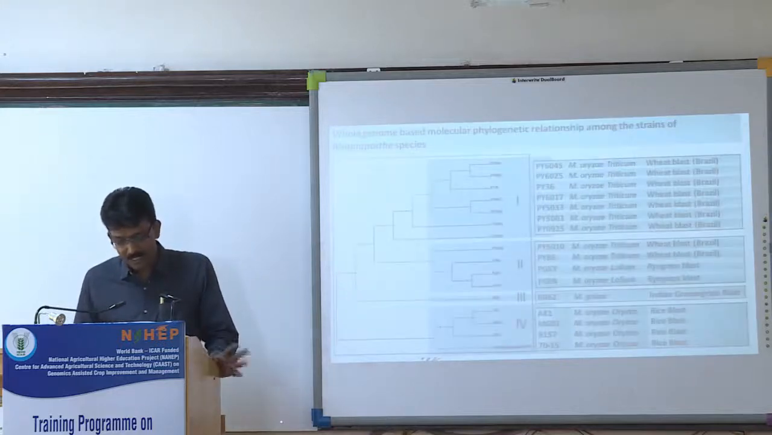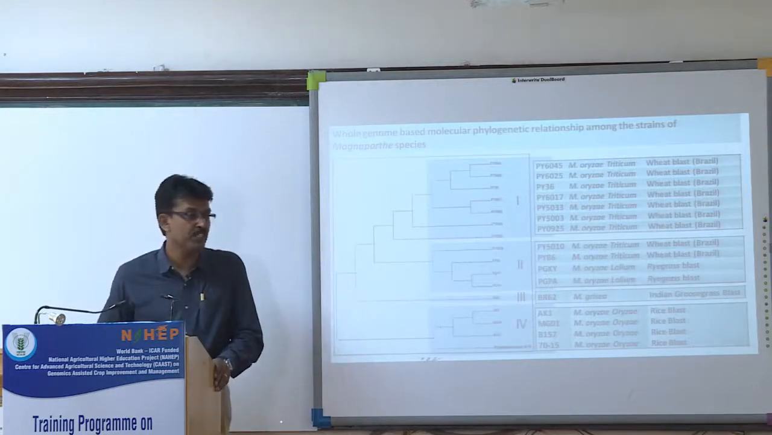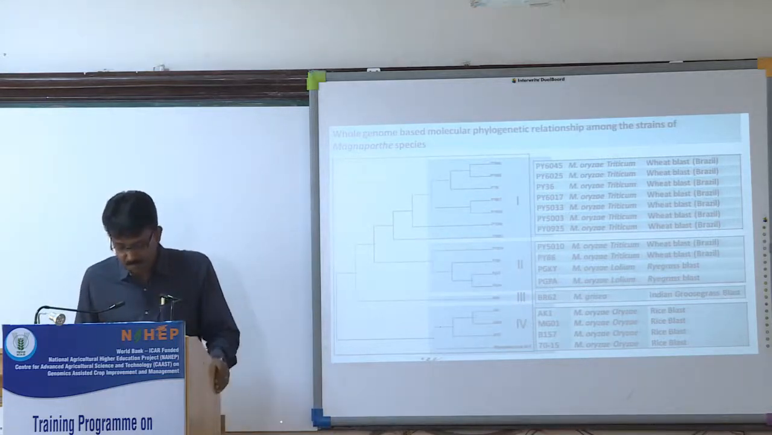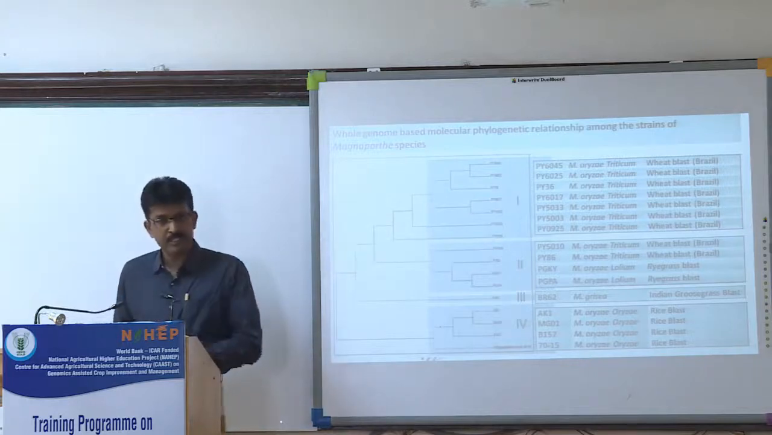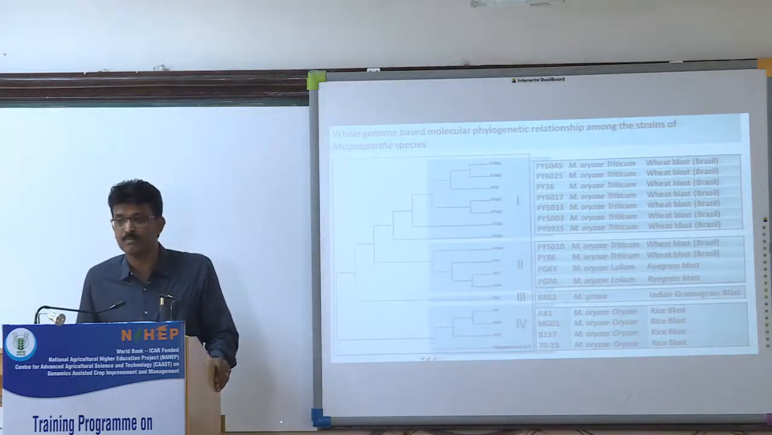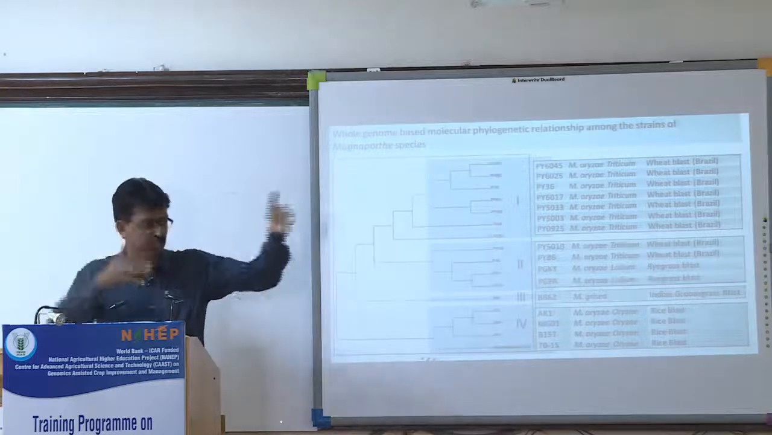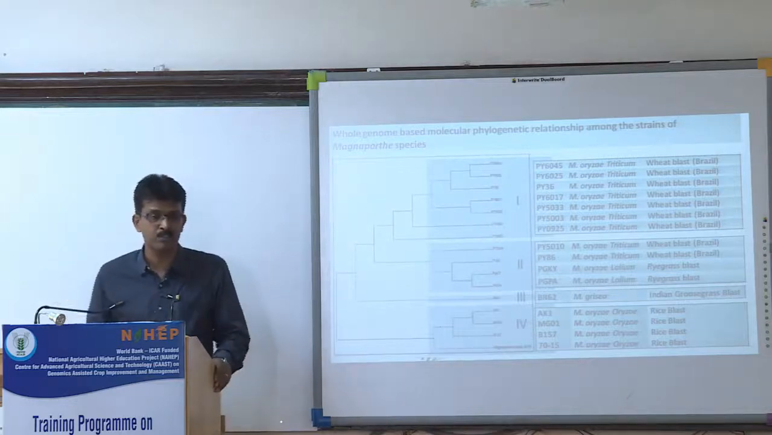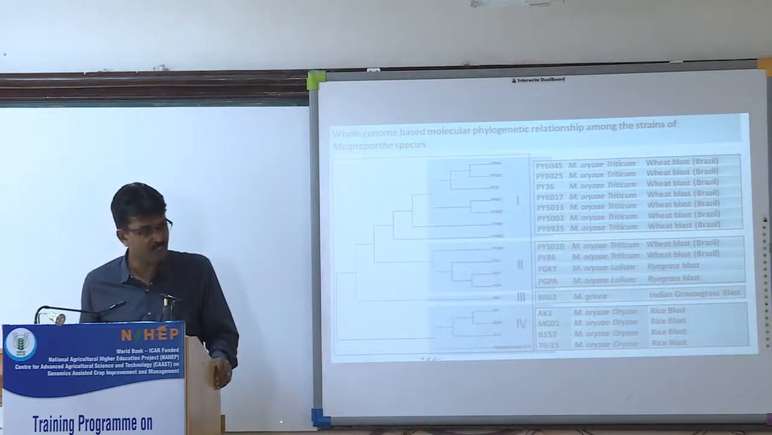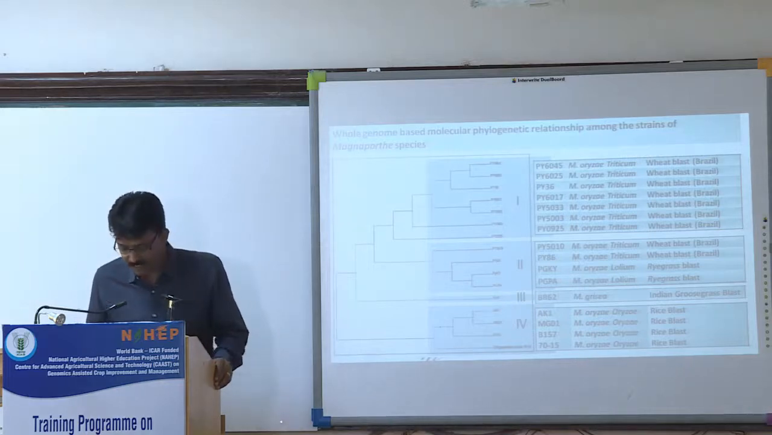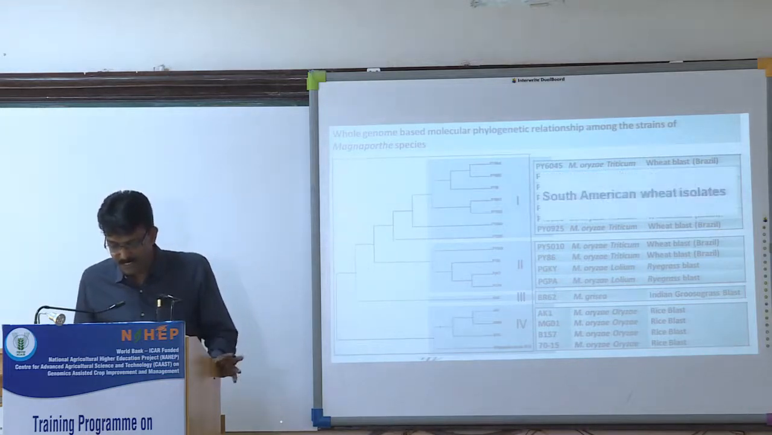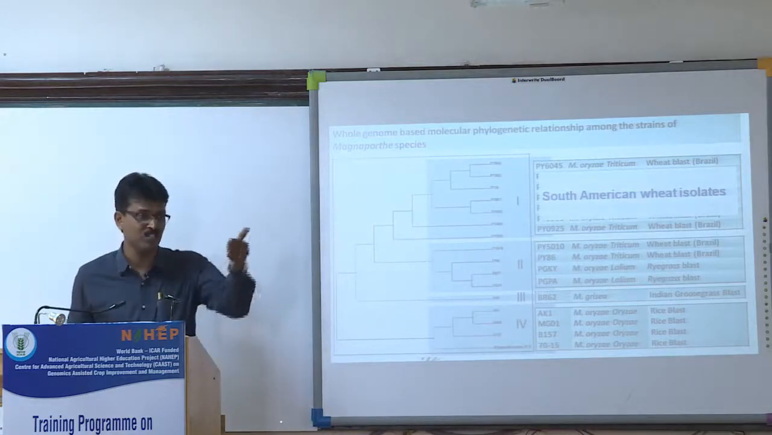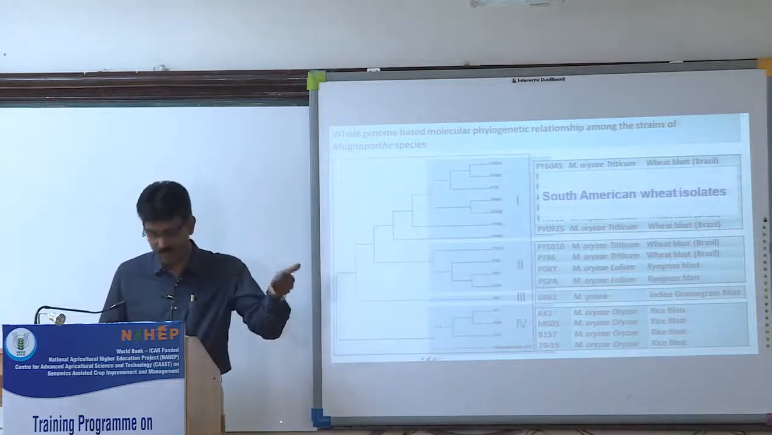This is the phylogeny we found, using the 15 whole genomes and the Indian rice blast genome. Using the whole genome data, the phylogeny was created. Roughly we could see around 4 clusters. Are you seeing the 4 clusters here? If you look at cluster number 1, all of them are South American wheat blast isolates.